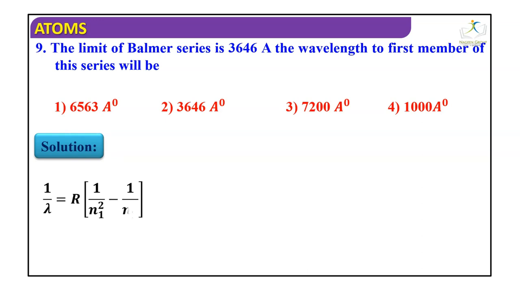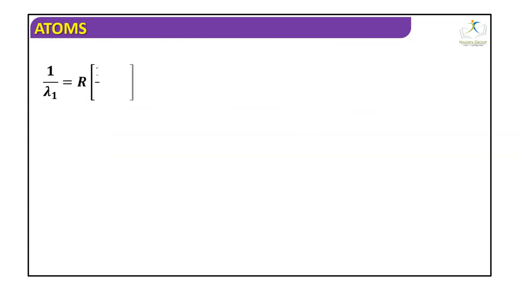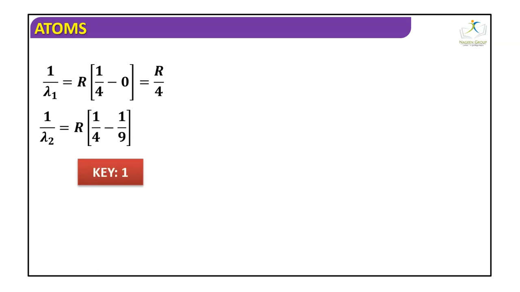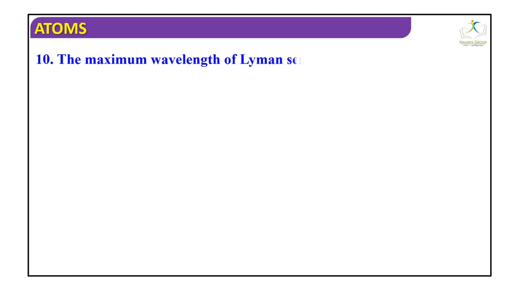Solution: 1 by lambda is equal to R times 1 by n1 square minus 1 by n2 square. So 1 by lambda is equal to R times 1 by 2 square minus 1 by n2 square. 1 by lambda 1 is equal to R times 1 by 4 minus 0, that comes to R by 4. So 1 by lambda 2 is R times 1 by 4 minus 1 by 9, and that gives the value of option 1.